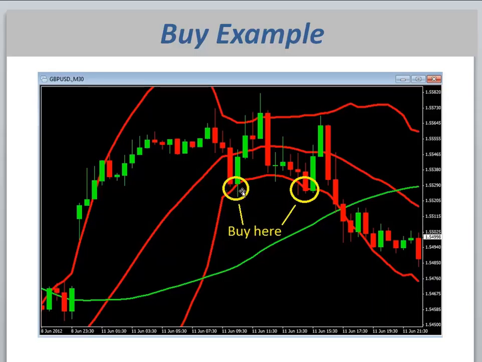Okay, so we want to be buying when it's oversold, and we want to be getting out when it goes back up to these overbought levels.